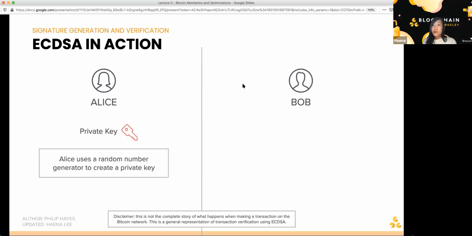And Alice wants to send some Bitcoins to Bob. Good for Bob. I wish somebody would do that for me. It's okay. I don't really need it.